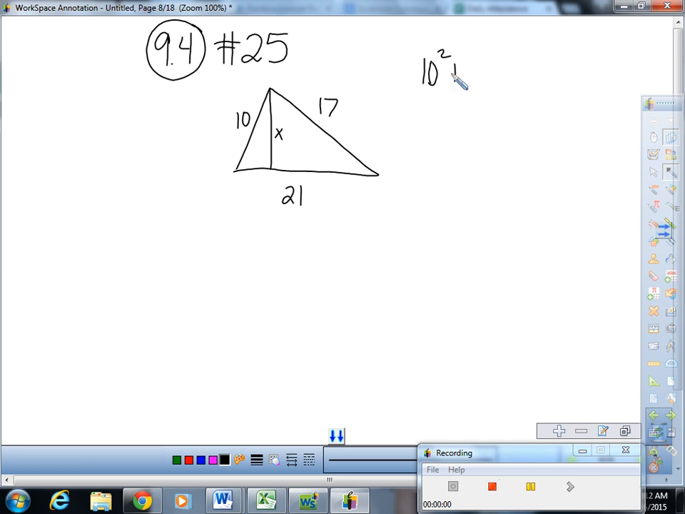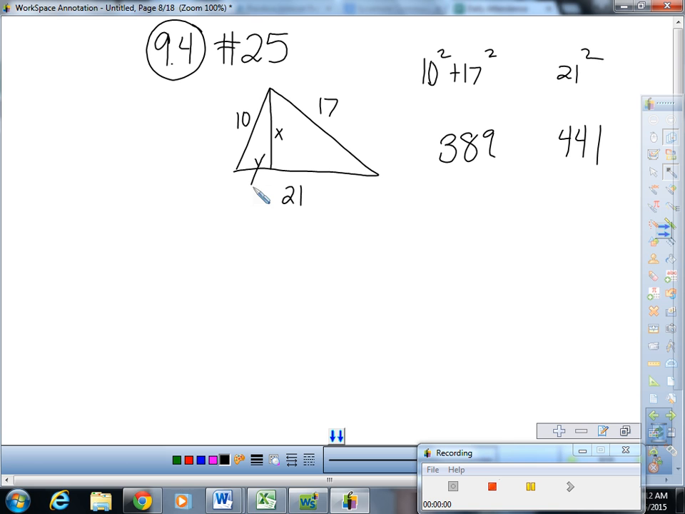Compare 10 squared plus 17 squared to 21 squared. What do you get for this? Is it 389? I can't remember 17 squared. 289, so this is 389. And this is what, 441? So is this a right triangle? It is not. Just out of curiosity, is this too much hypotenuse or not enough hypotenuse? So what kind of triangle is it? It's an obtuse triangle. All right, so there goes part times part stuff.